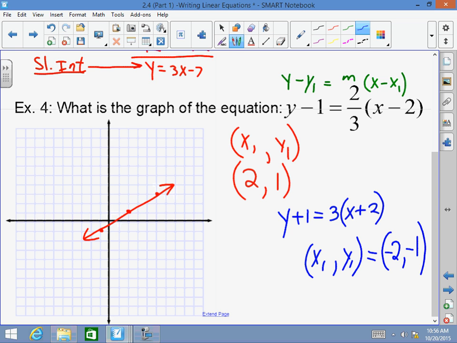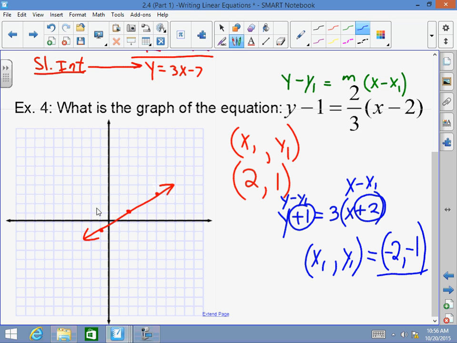Why? Okay, if this is x minus x1, and I have a plus 2, what did I have as an x1 value? Negative 2, because x minus a negative 2 is x plus 2. So negative 2 is my x1. If this is a y minus y1, and I have a positive 1, what was the value of y1? Negative 1. Because y minus a negative 1, a negative times a negative is a positive. So that's how I got negative 2, negative 1.